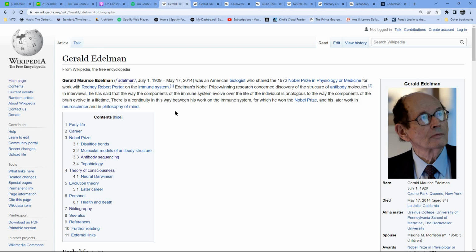So in interviews he said that the way the components of the immune system evolve over the life of the individual is analogous to the way the components of the brain evolve in a lifetime. There is a continuity between his work on the immune system, for which he won a Nobel Prize, and his later work in neuroscience and philosophy of mind.